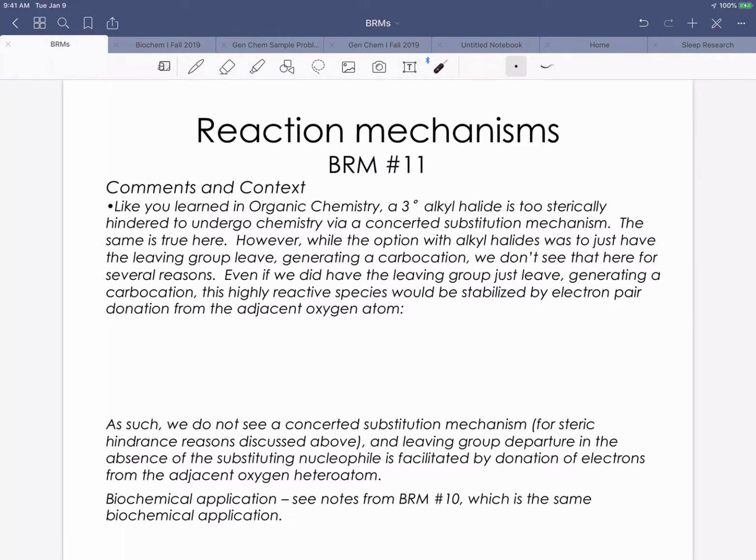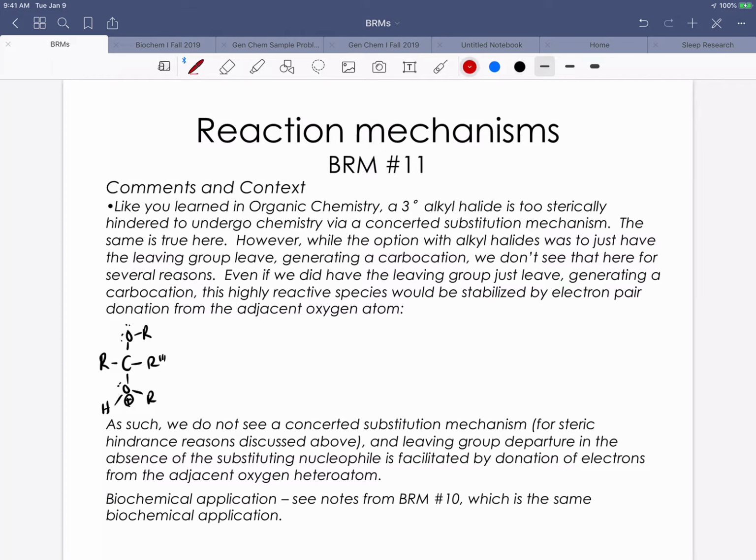With alkyl halides, the leaving group just leaves and you generate a carbocation. But we're not going to see that here, for several reasons. Even if we did have the leaving group just leave and we drew a carbocation, as you'll see in the mechanism I'm going to highlight above, that would be a very reactive species. Carbocations are extremely reactive and really would be internally stabilized by the electron pair on the adjacent oxygen atom. So I'm drawing out this mechanism to highlight why this is not something we'd see. It's so hard for me to draw these, knowing that this is not a correct mechanism.